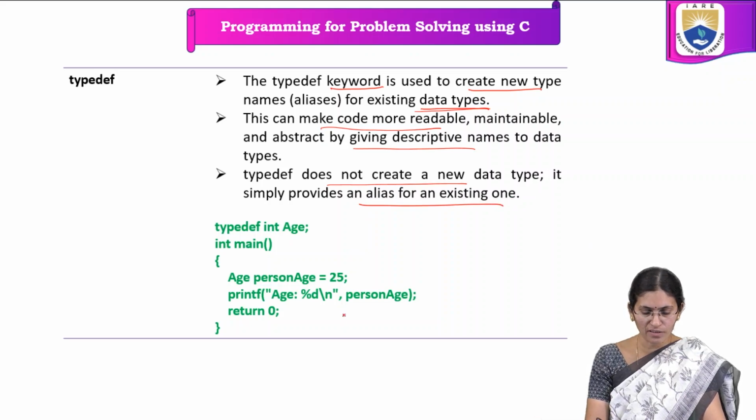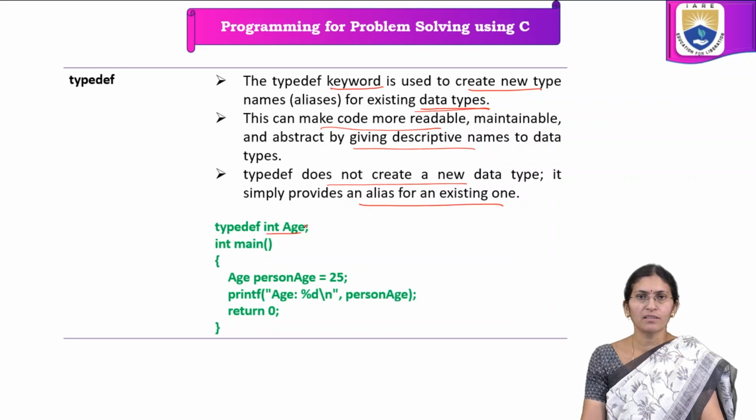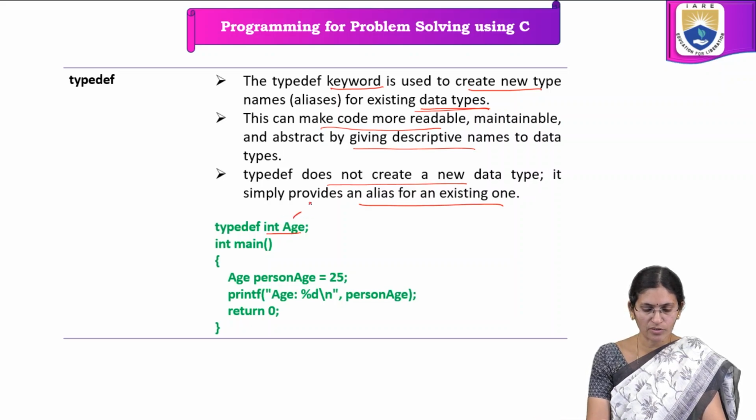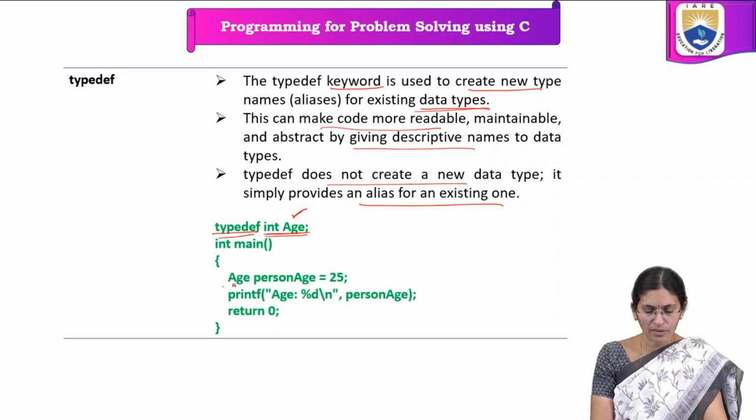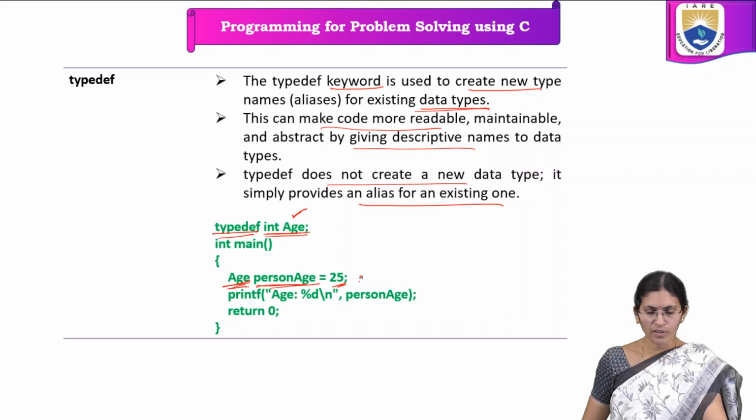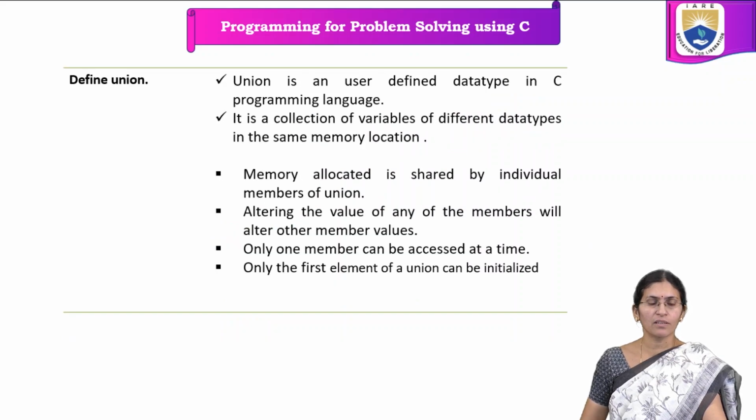For example, consider this one. So generally we write int age. So here age is an integer variable. So for this, if we precede it by typedef, this becomes a user-defined data type, and then with the help of this, you can declare the variables for this one. So variable of age is a person age, and then you can assign integer values to this. So in this way, you can make use of the keyword typedef.